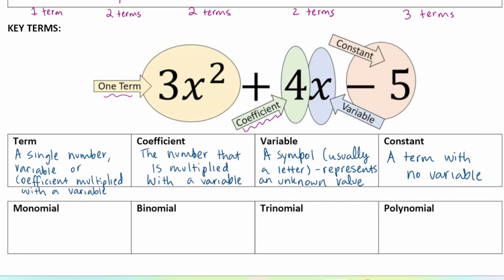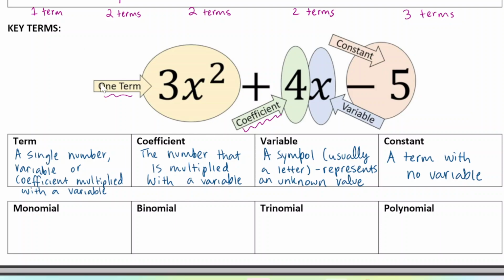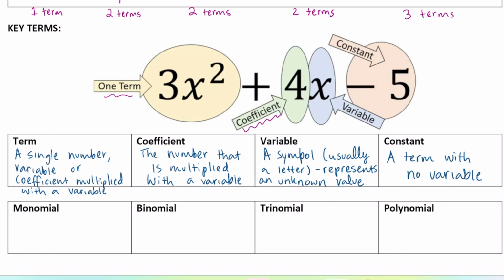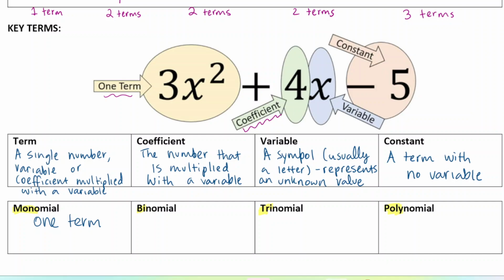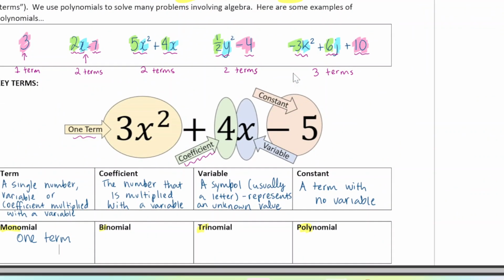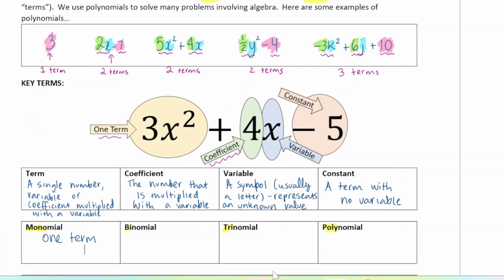Okay. We also have words to describe the different polynomials that have certain numbers of terms. So we have these prefixes in front: mono, bi, tri, and then poly just means many. So a monomial would have one term. For examples in our list above, I'll just zoom out a little bit so we can see the list and what I'm talking about here. The example with only one term above would be the 3. That only has one term. Or you could have a variable attached as well.